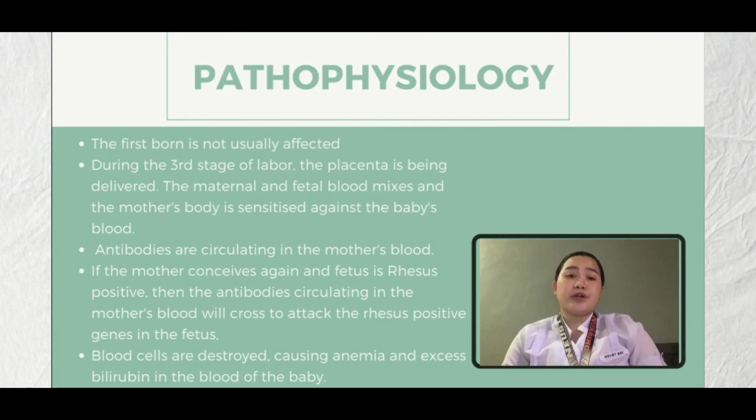Pathophysiology. The firstborn is not usually affected unless the mother had previously undergone an abortion. During the third stage of labor, when the placenta is being delivered, the maternal and fetal blood mix, and the mother's body is sensitized against the baby's blood. Once sensitized, it takes approximately 1 month for Rh antibodies in the maternal circulation to equilibrate in the fetal circulation. In 90% of the cases, sensitization occurs during the delivery.